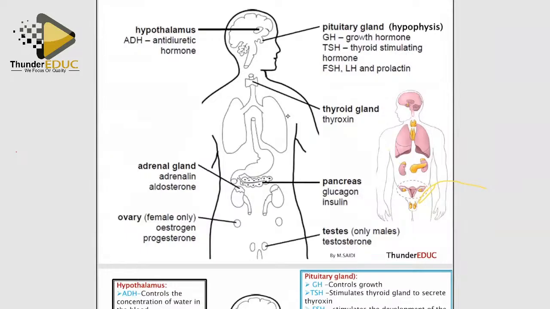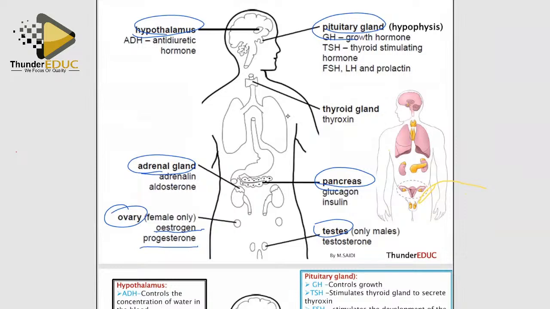I'll just explain. But have you ever heard about the hypothalamus? Have you ever heard about the pituitary gland? The adrenal gland? The pancreas? The ovary? The testis? Have you ever heard about estrogen and progesterone?